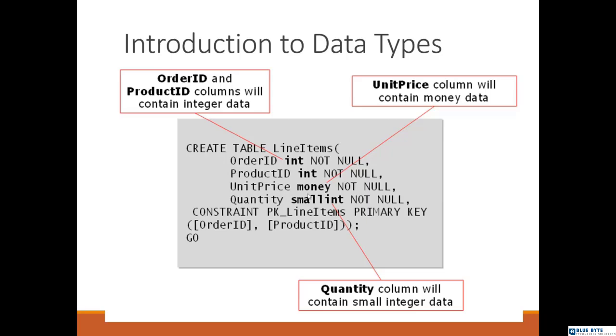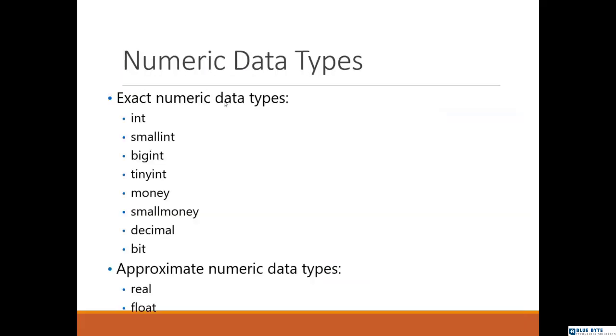With such definition, as we see here, we have three different types of data. We have an integer value in the definition of order ID. With unit price, we have money data, and finally with the quantity, we have a small integer. In addition to these three, we still have a long list of numeric data like integer, small integer, big integer, and tiny integer. And also for the numeric, we have real and float, so you can add a fraction to the number.